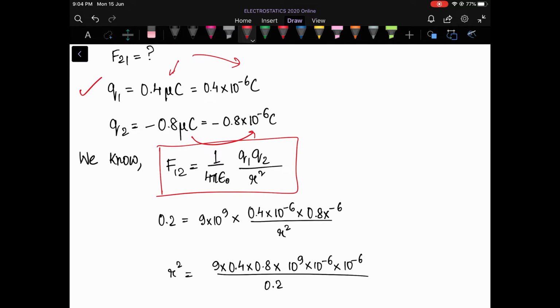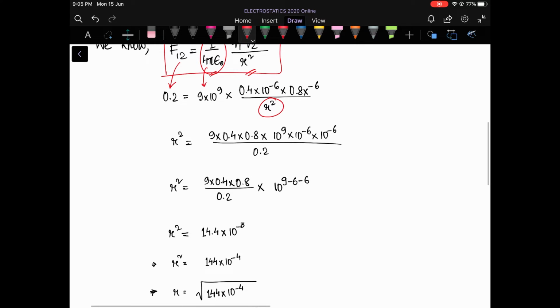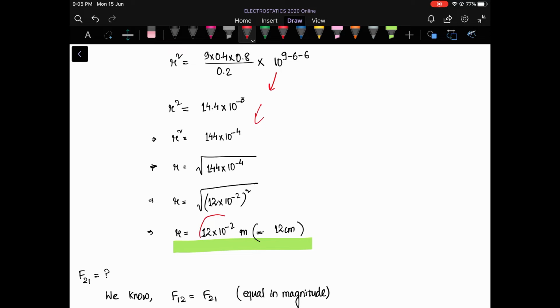Force on the first charge due to the second charge equals the formula for air, the constant for air, we have written Q1 Q2 by R square. In place of this we have written 9 into 10 to the power 9, and we have even written the force value. Our job is to find this R. When I solve, we are going to get a root, of course, and we are going to get around 12 into 10 to the power minus 2 meters, which is around 12 centimeters. So that's the distance between the 2 point charges.